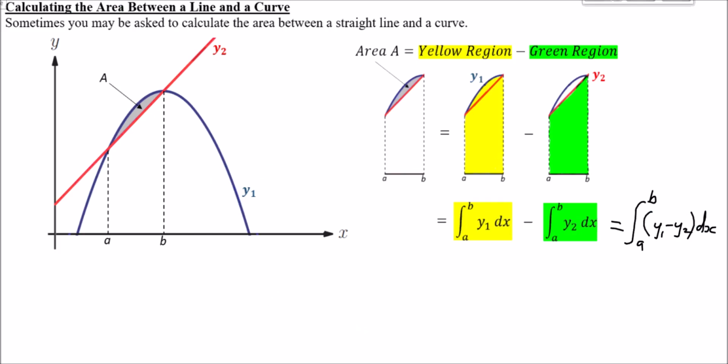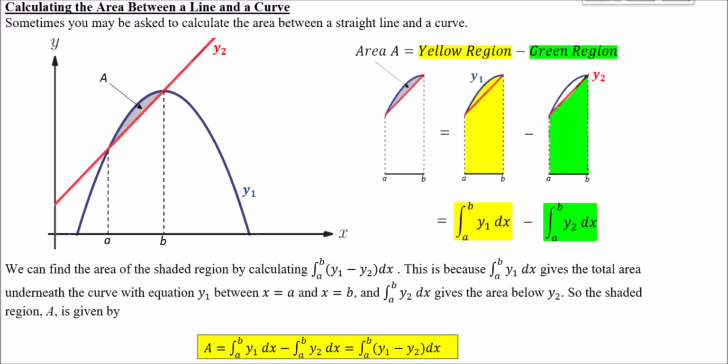So in summary, we can find the area of the shaded region by calculating from B to A the integral of y1 minus y2. So like I've tried to illustrate there with the colours, that's because the integral from B to A of y1 gives a total area, this yellow bit, underneath the curve with equation y1, and the integral of y2 between B and A gives you the area below y2 only. So the shaded region is one to take away the other, which gives us the integral of B to A of y1 minus y2 with respect to x.